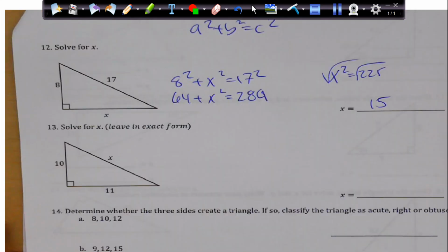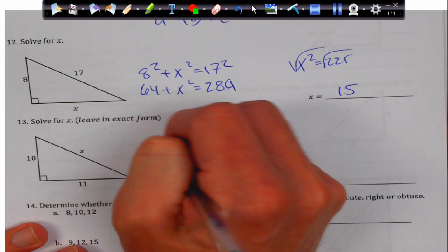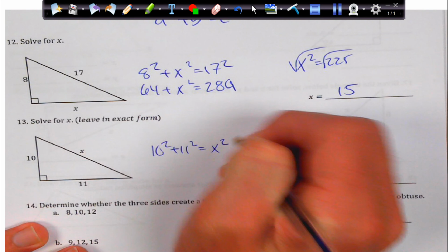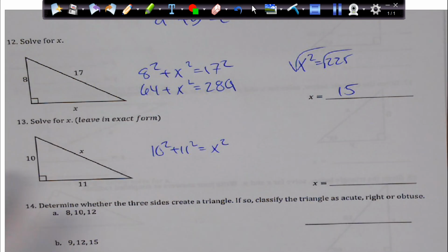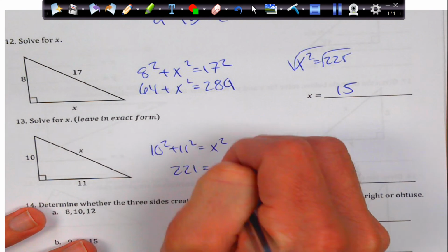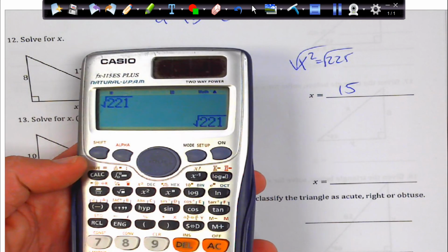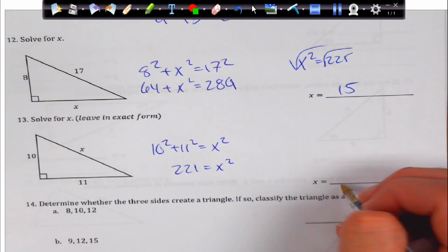This one says leave it in exact form, so I'm assuming we're not going to get a whole number here. So we get 10 squared plus 11 squared equals x squared. I'm going to do those two at the same time. 10 squared plus 11 squared is 221. Now, if you have a fancy-dancy calculator, you can just take the square root of 221, and it will show you what its simplified version is, which happens to be just square root of 221.